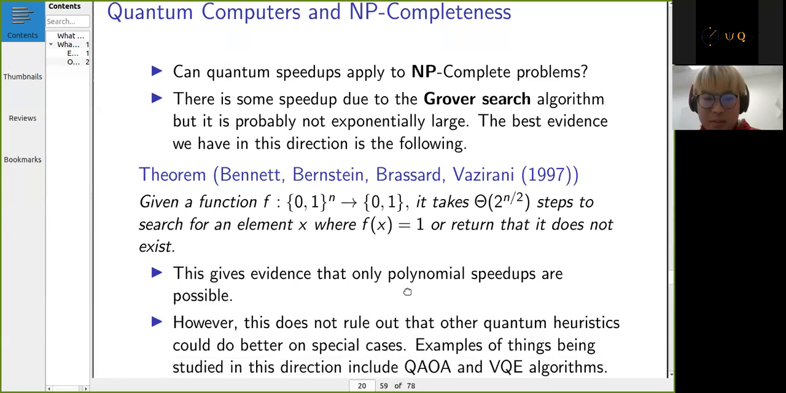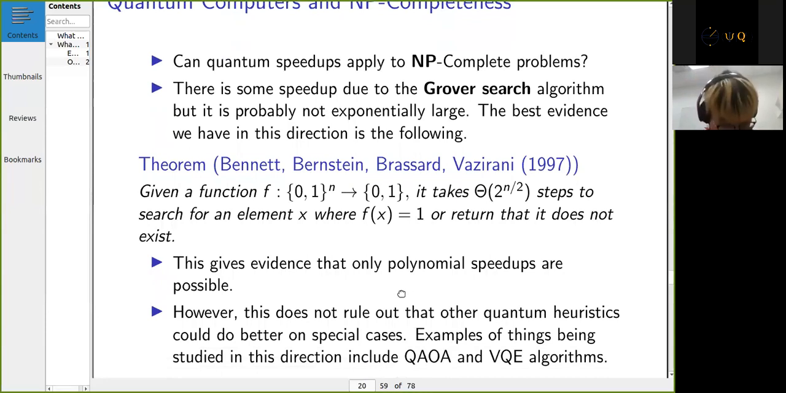However, a direction of current research that many people are actively looking into is lots of different quantum heuristics for NP-complete problems. It could still be the case that for special cases they could be faster than classical algorithms. Some of the things you might have heard of in this direction are the variational quantum eigensolver, which I think someone else will give a talk on, and another algorithm called QAOA, the quantum approximate optimization algorithm. Comparing these algorithms to classical algorithms is the direction of current research.